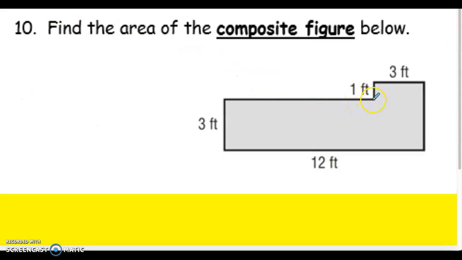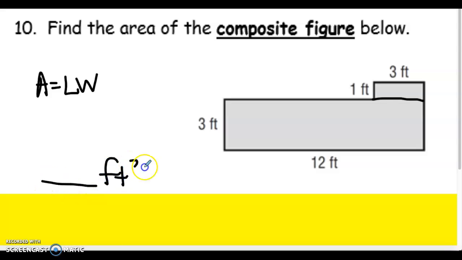Okay, last one is a composite figure also, but a little easier than the last composite. You're going to find the area of this rectangle right here, this bigger rectangle. The area of a rectangle is length times width for each one. You're going to find the area of both rectangles, and what are you going to do with those areas? You're going to add them together. And your final answer is going to be feet squared. So whatever answer you get after you add the two areas together, you're going to get feet squared.